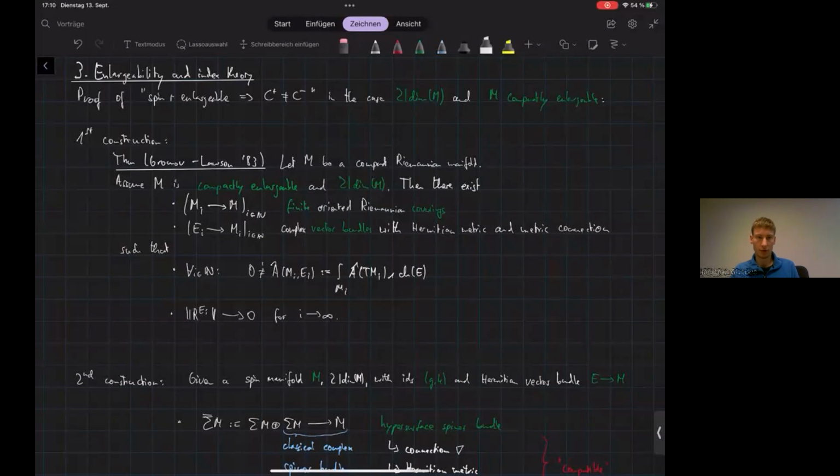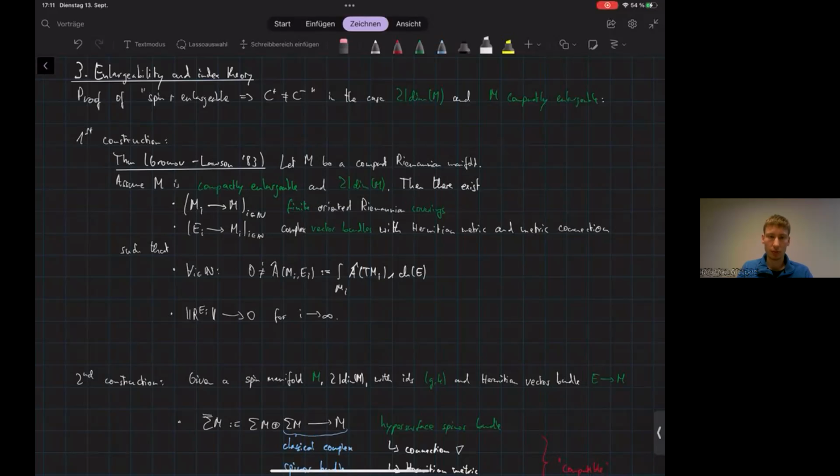In this last part of my talk, I want to explain certain ideas of the proof of this main theorem that I explained in the second part, where it's about the implication that when we have an enlargeable spin manifold, then the two components in C plus and C minus are actually different in the space of initial data sets that satisfy the strict dominant energy condition.